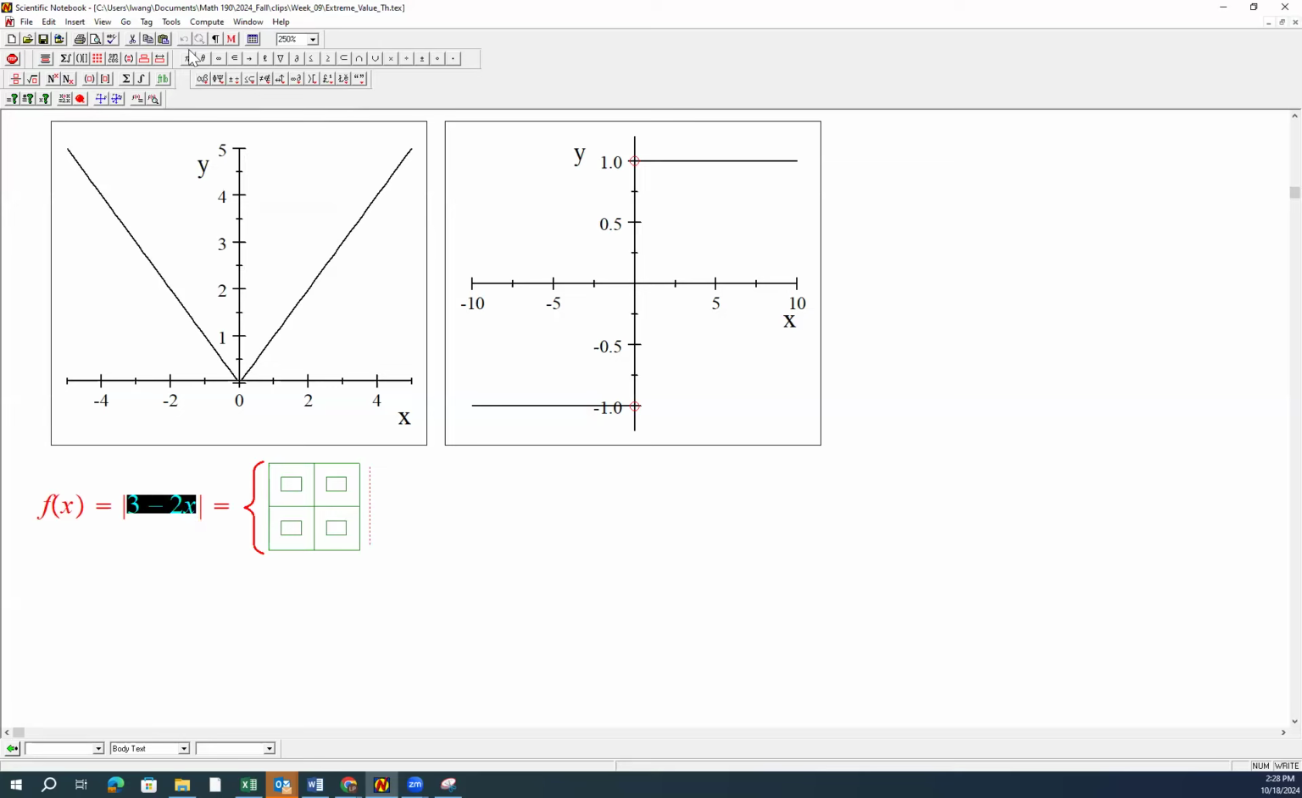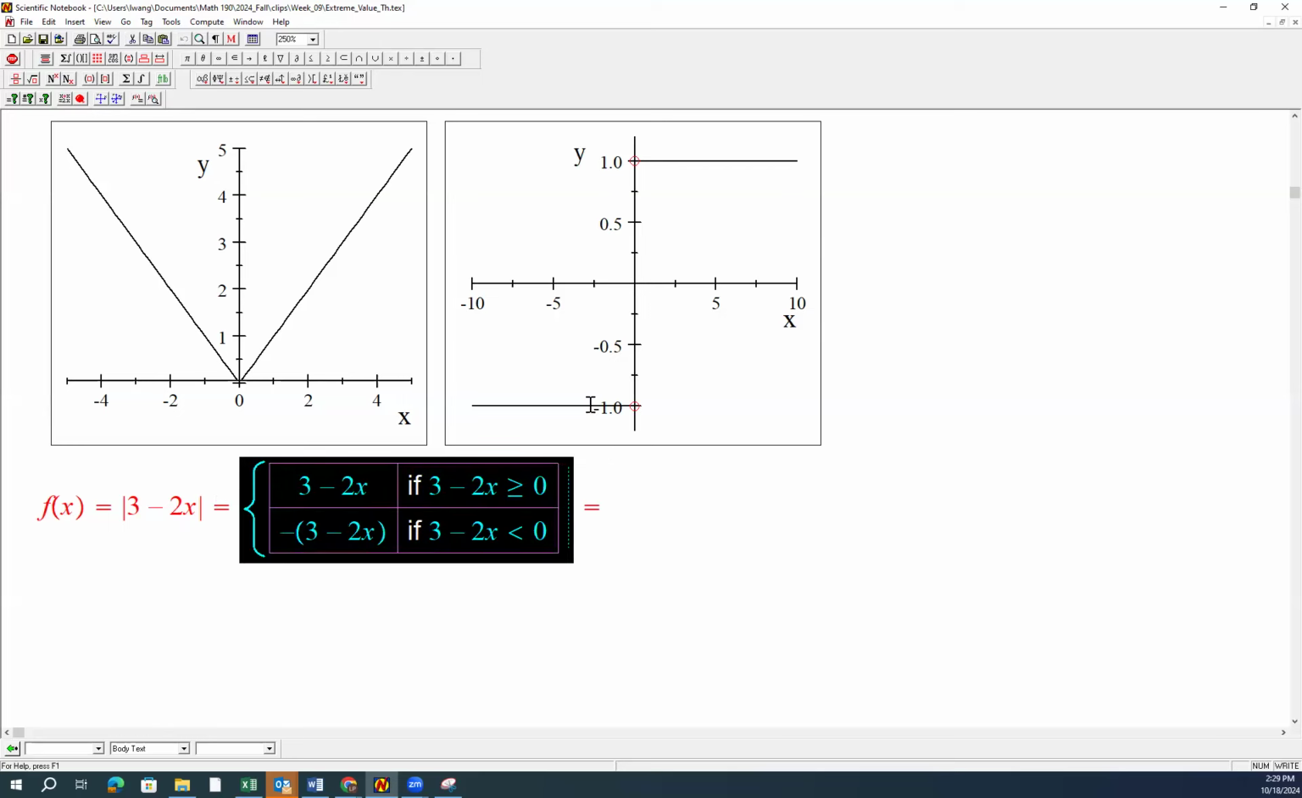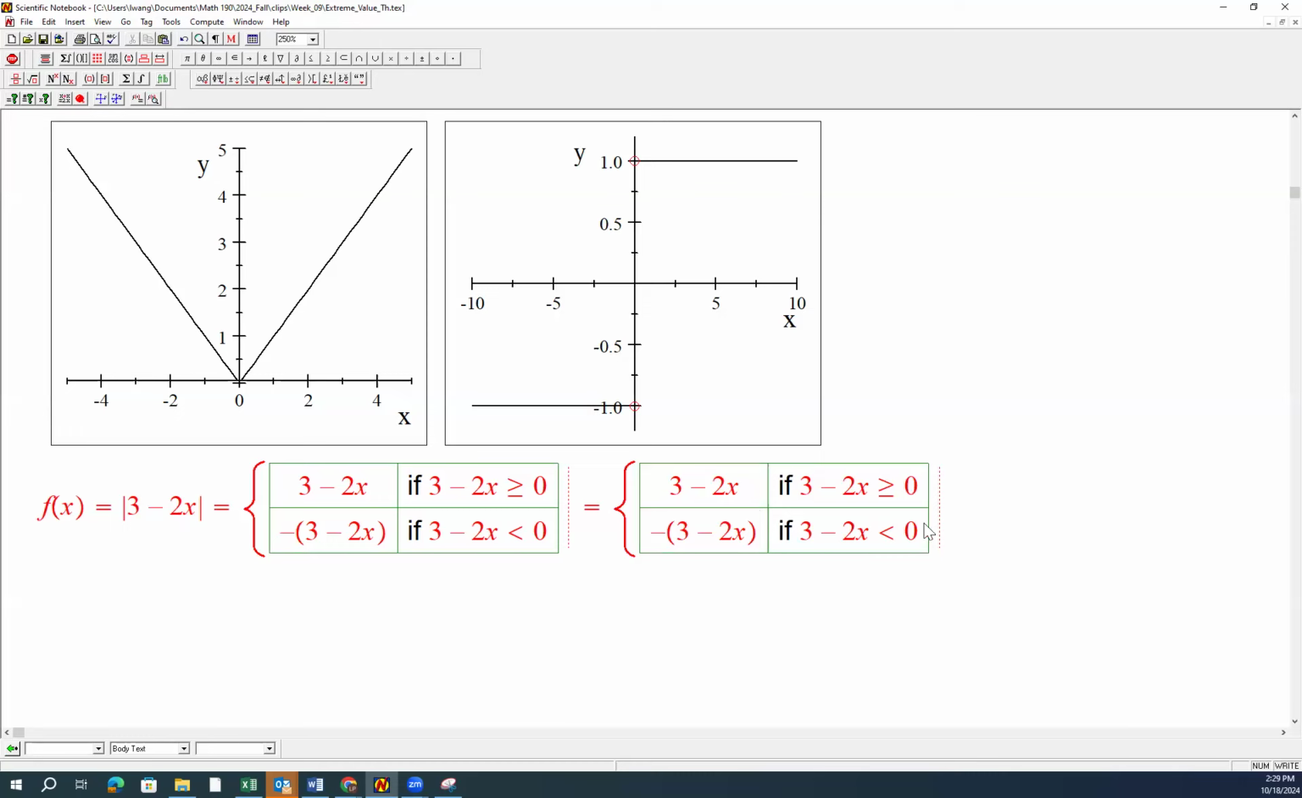The absolute value of 3 minus x is the same as 3 minus x if 3 minus x is greater than or equal to 0. You can see the same model. It's negative (3 minus 2x) if 3 minus 2x is negative, right? It's pretty much the same model. And then we got two pieces, right?